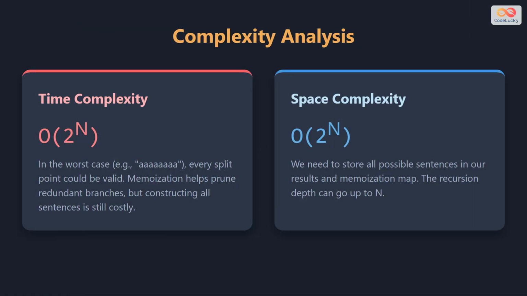In terms of complexity, this is still expensive. In the worst case, like a string of all A's, the number of valid sentences can be exponential. So the time complexity is O(2^n). Space complexity is also exponential because we have to store all these strings.